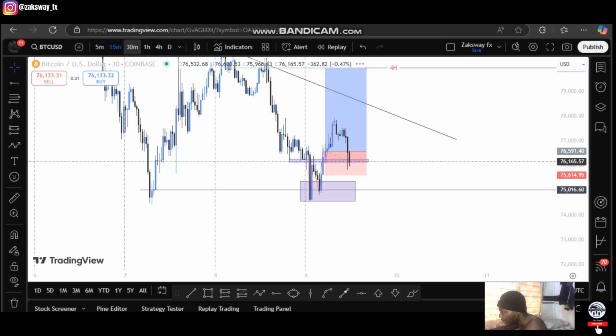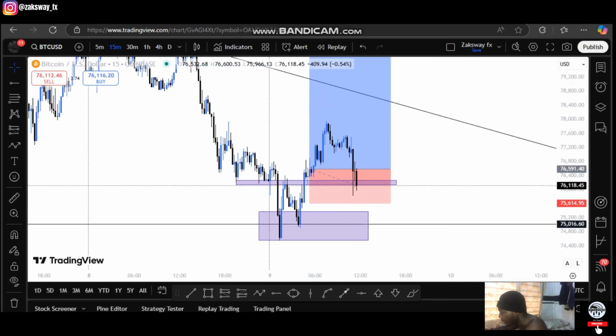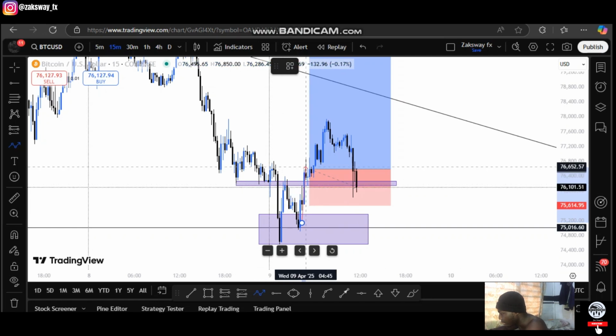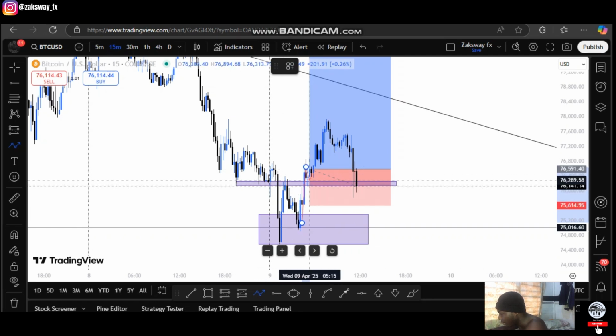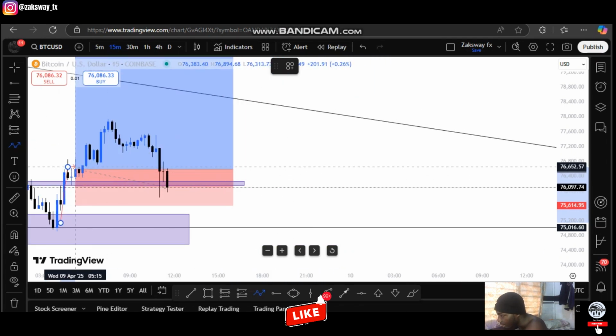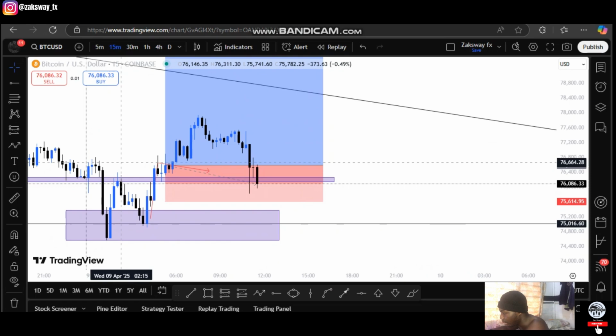So I moved to my 15 minutes, and then I saw that price gave me a very nice retest after breaking this high. Price came back and then it attempted to push back but gave me a pin bar, and then I entered the trade after this bullish candle had closed. So I entered the trade. Price went a bit into my direction and then it reversed. But let's just see how this plays out.